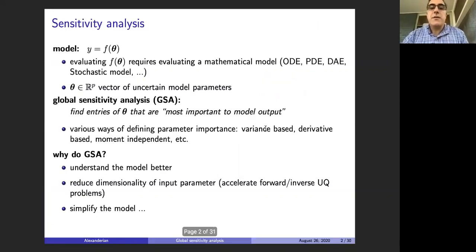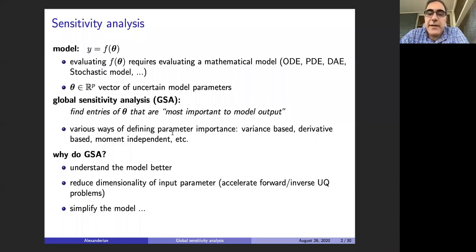So we already saw one talk on sensitivity analysis. Let me just start with some broad comments. The basic idea is you have a model, f of theta. Typically, for what we do, evaluating f of theta requires solving differential equations: ODEs, PDEs, DAEs, stochastic models. And theta denotes a vector of uncertain model parameters. Broadly speaking, global sensitivity analysis tries to find entries of theta that are, quote unquote, most important to model output.